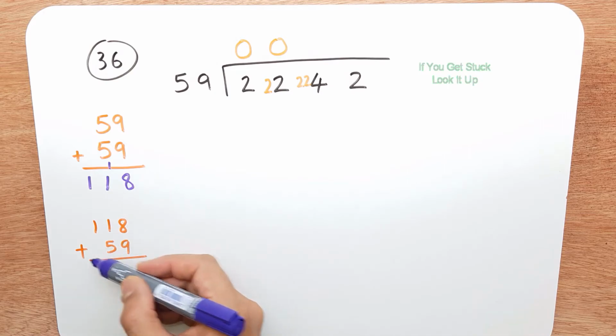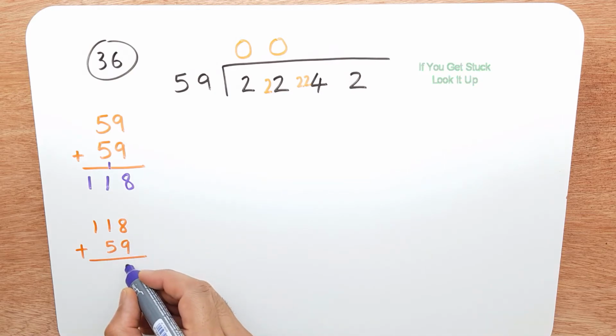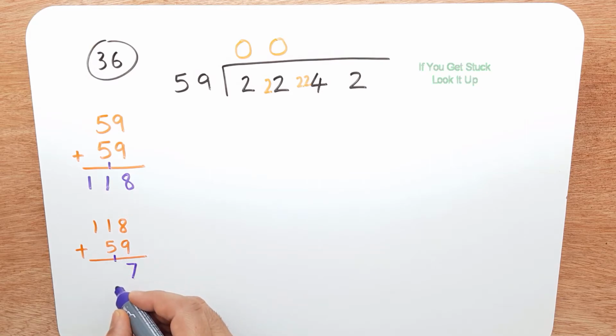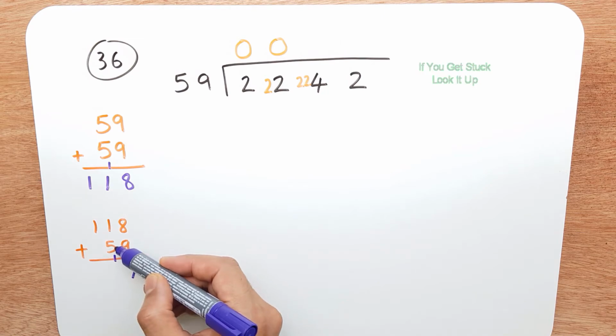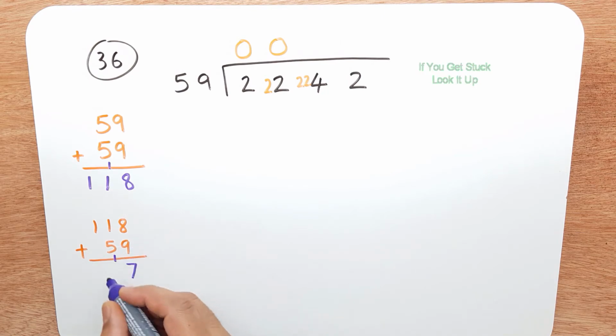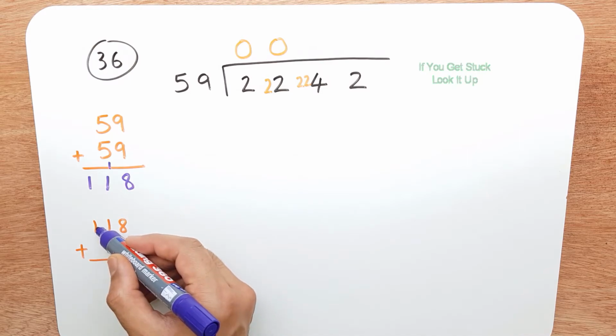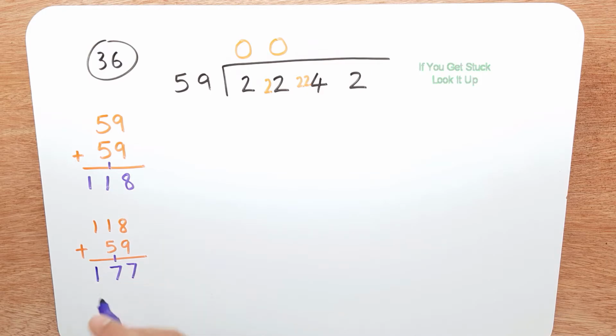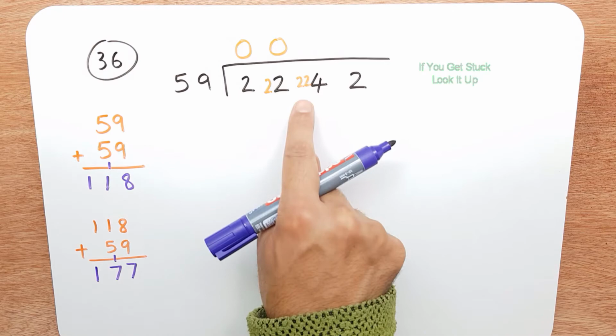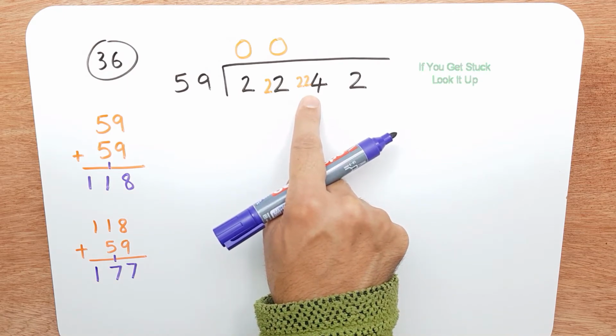So 8 add 9 is 17. We put the 7 down, carry the 1 over. 1 add 5 is 6, plus the 1 is 7. And finally, we have this 1, add, there's nothing there, so it's simply 1. So our number is 177, but we have 224.